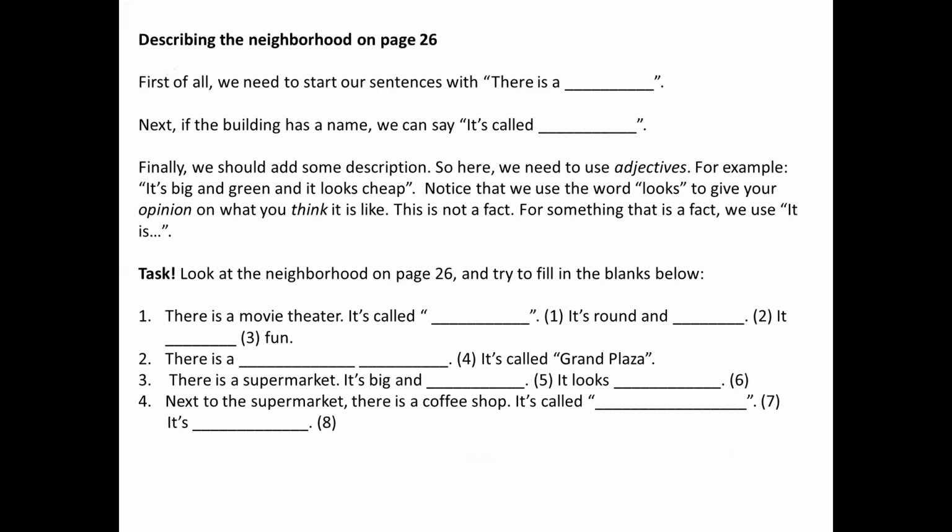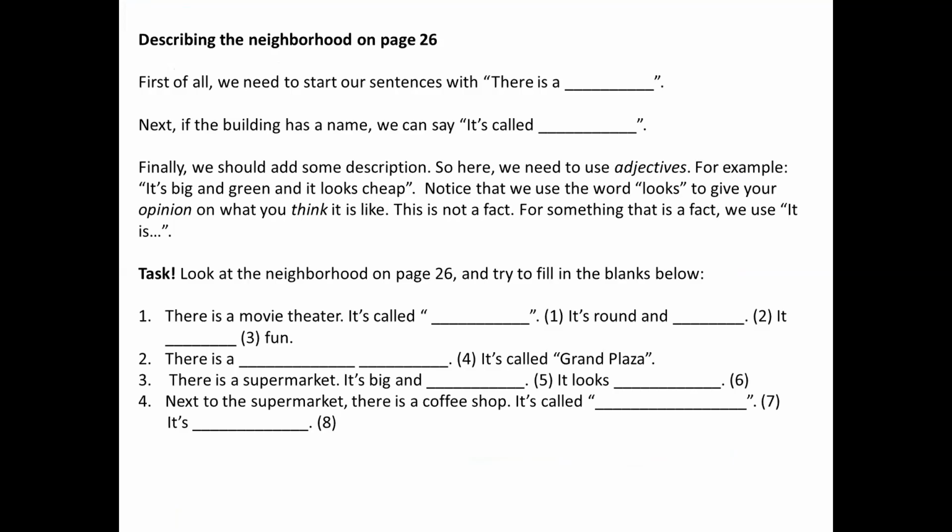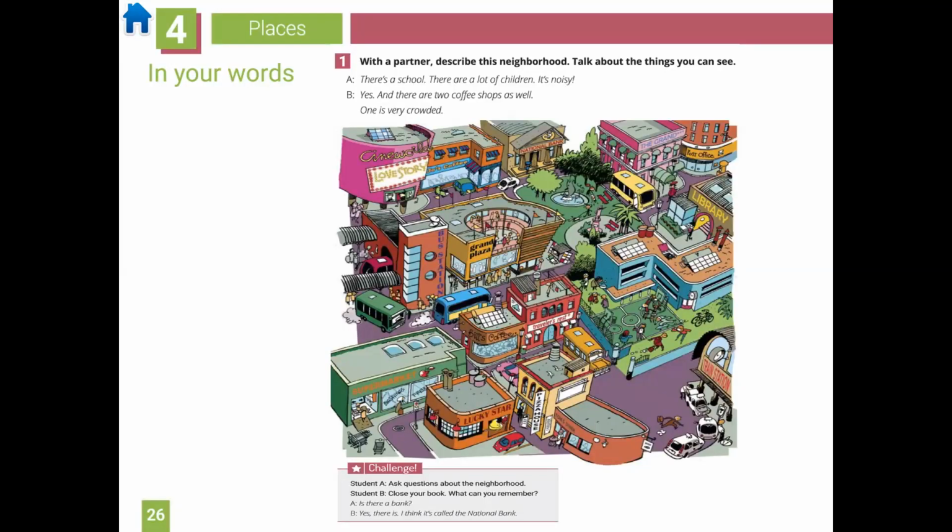Now, if the building has a name, we can introduce the name with it's called blah, blah, blah. We don't say its name is, we're going to say it's called. So let's go back to our pink building. Number 1, there is a movie theatre. Next, it's called Cineworld. That is the name of the movie theatre. Okay.